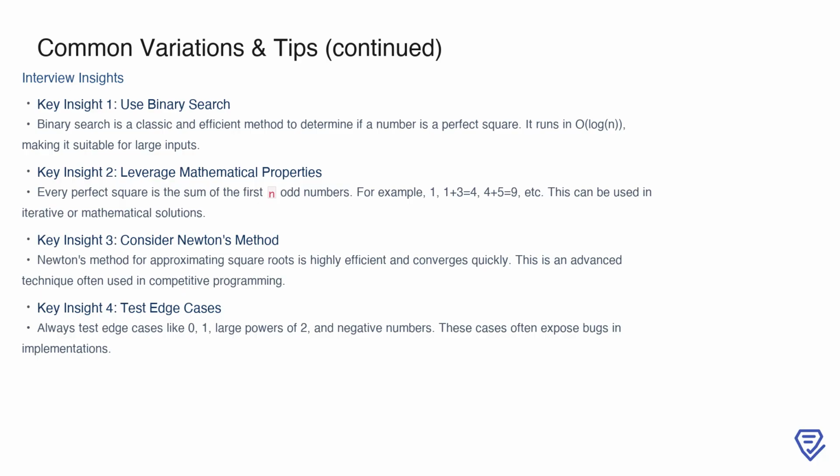For more advanced techniques, Newton's method is an excellent choice. It's a fast and efficient way to approximate square roots, often used in competitive programming. Lastly, always remember to test edge cases. Special inputs like 0, 1, large powers of 2, and negative numbers frequently reveal bugs in implementations, so ensure your solution handles these cases robustly.